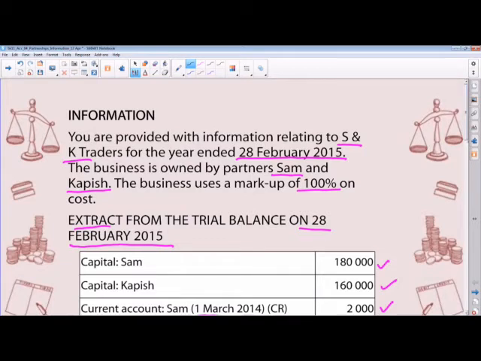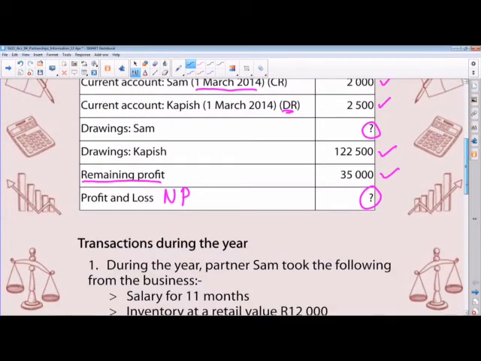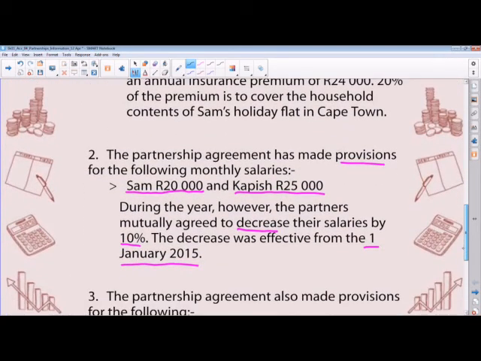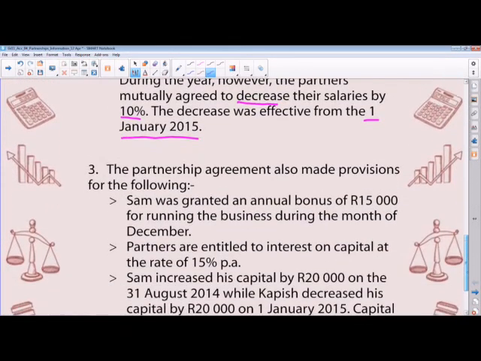Right, so in terms of the info that is given to me, back to information 2. Information 2 is salary, so we're done with information 2. Right, let's now look at information 3. The partnership agreement also made provision for the following. Sam was entitled to an annual bonus of 15,000 for running the business during the month of December. Okay, so we're going to get to that when we get to bonus.